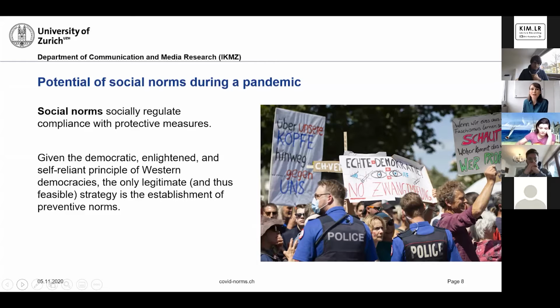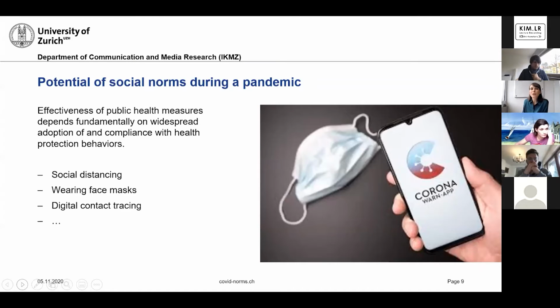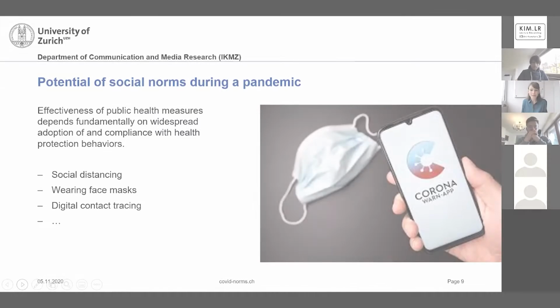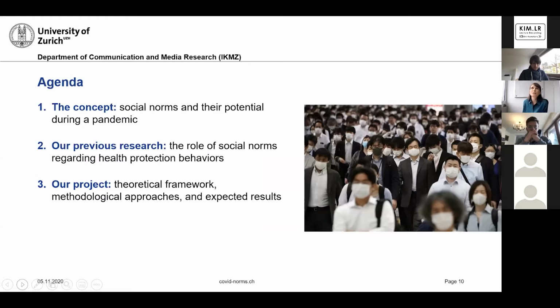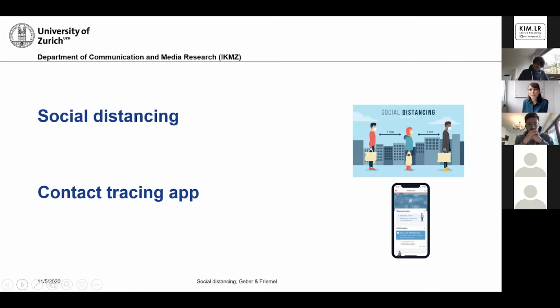The second point is that the effectiveness of most public health measures actually depends on the widespread adoption and compliance with them, and that applies to social distancing, but also to wearing a face mask and digital contact tracing. Having this potential of social norms in mind, we started two studies on health protection behaviors in the first half of the year. The first study was on social distancing, and the second one on using the contact tracing app.